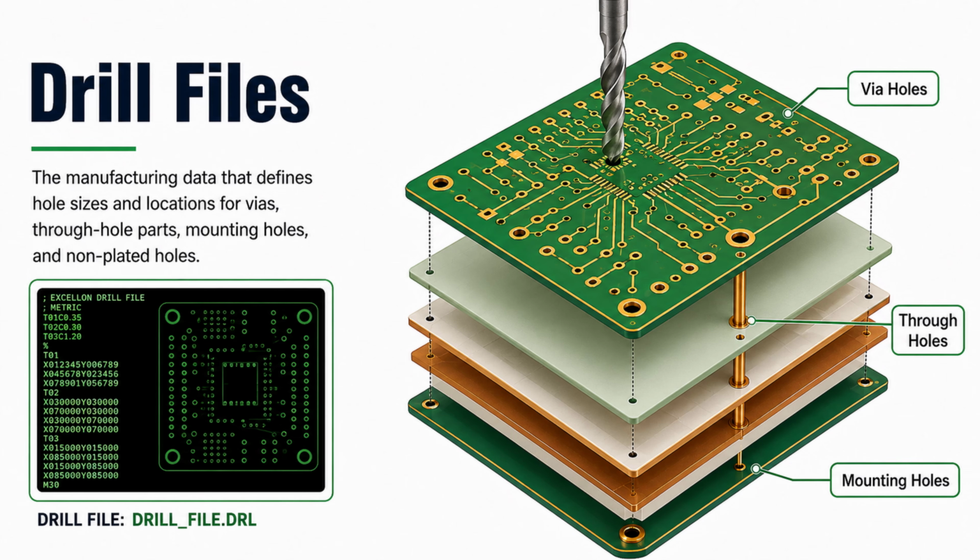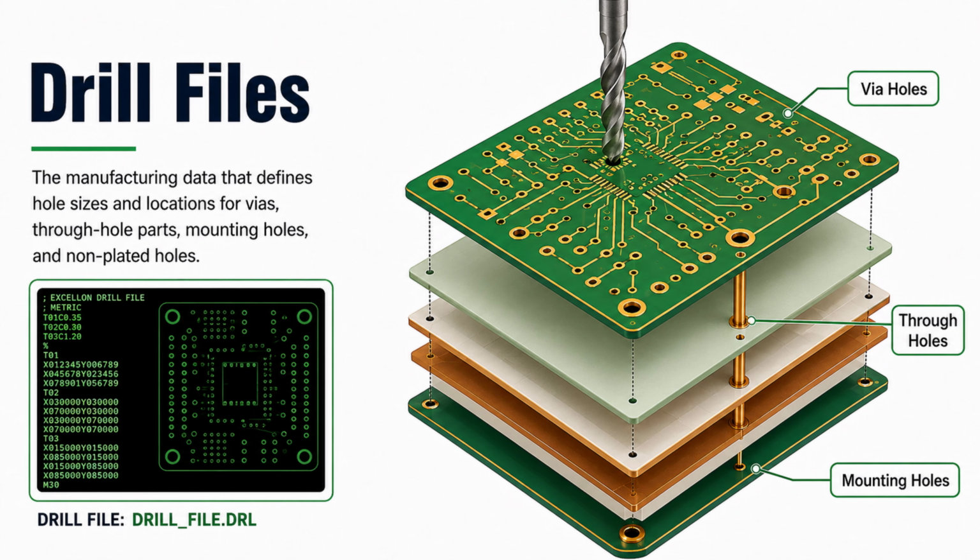Drill files are not standard image-like Gerber layers, but they're still essential PCB manufacturing outputs. They tell the manufacturer exactly where to drill holes and what diameter each hole should be. These holes include vias, through-hole component holes, mounting holes, tooling holes, and non-plated holes. Vias are used to connect copper from one layer to another, while through-hole component holes allow leads from connectors, headers, and other parts to pass through the board. Mounting holes are used for screws or mechanical attachment.